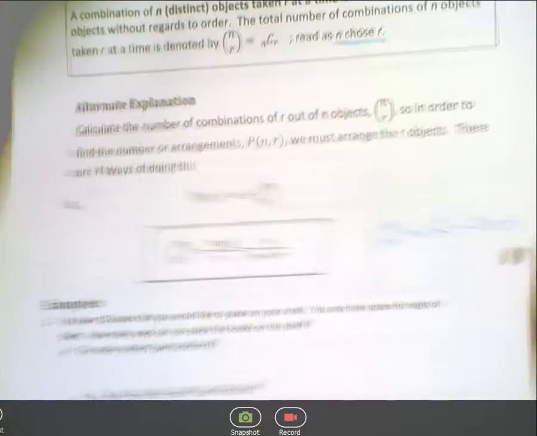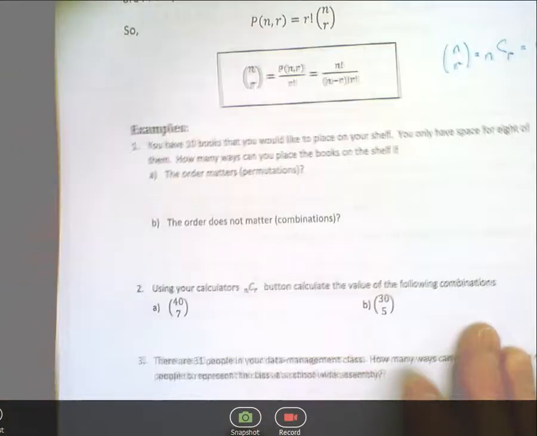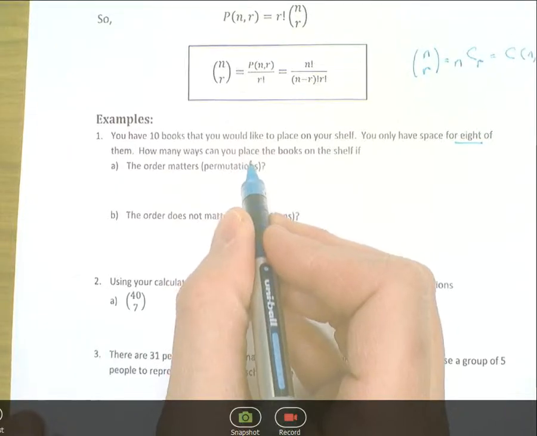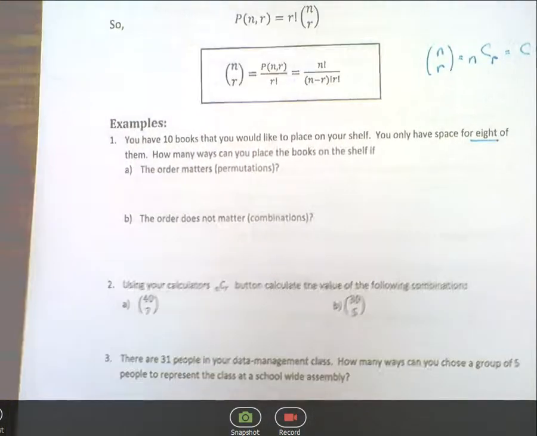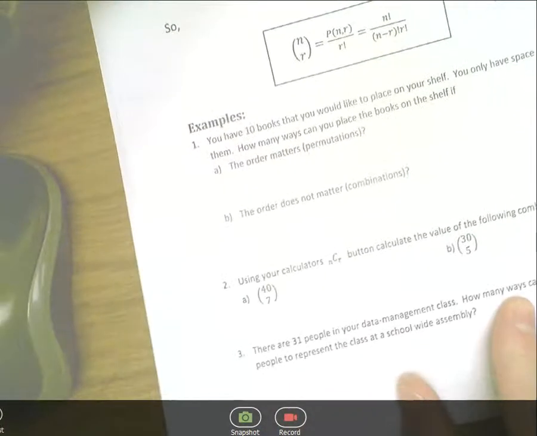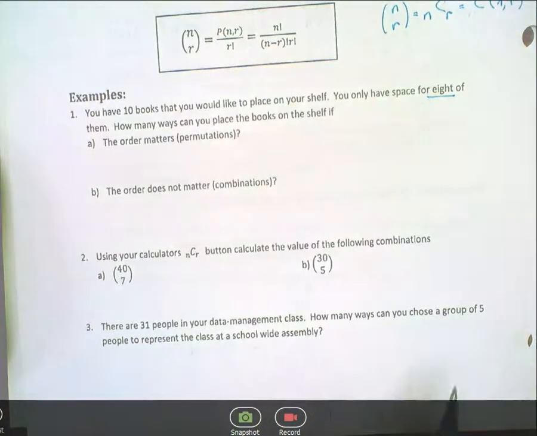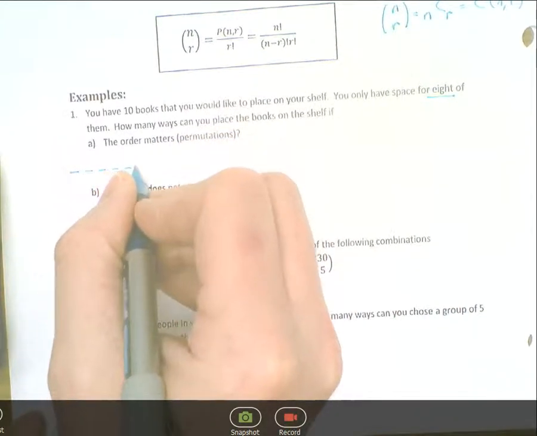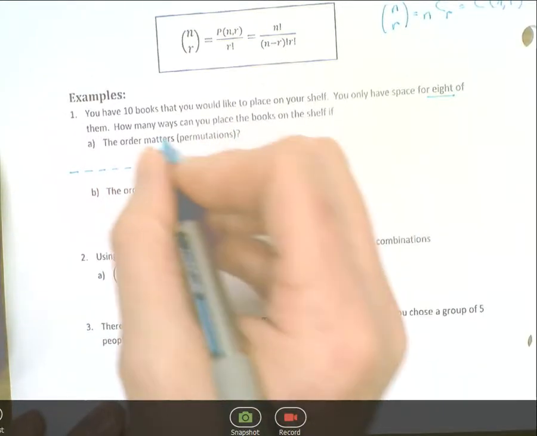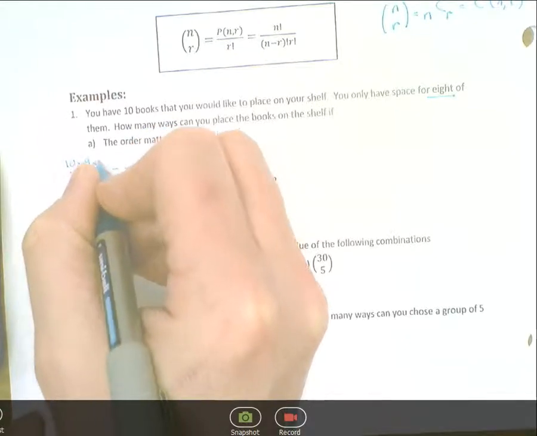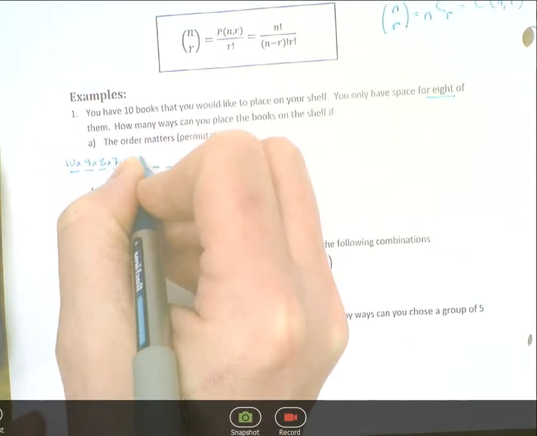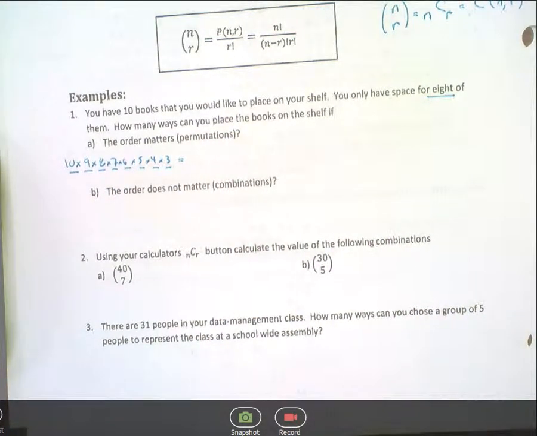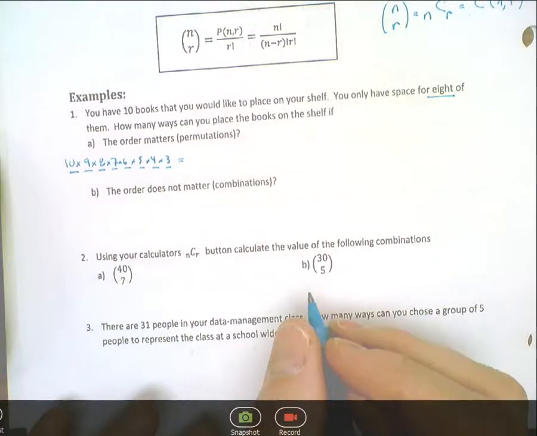All right, let's do a quick example and see how we do with this. Let's say you have 10 books that you want to place on your shelf, and you only have space for 8 of them. How many ways can you place the books on the shelf if the order absolutely matters? We have 8 spaces, and there's 10 books, so there's 10 choices for the first one, times 9, times 8, times 7, times 6, times 5, times 4, times 3, and that's it. That's how many there are, using the fundamental counting principle.